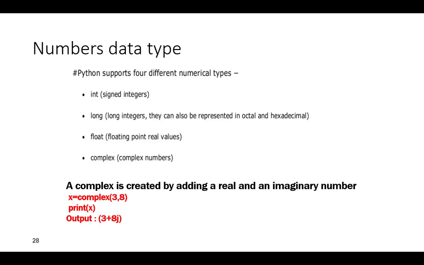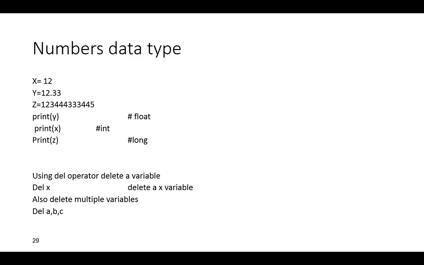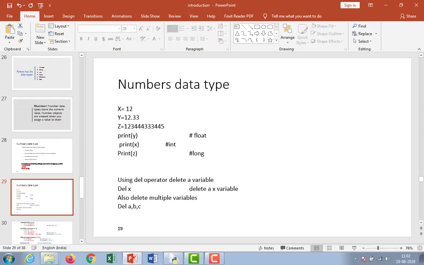Suppose x is equal to complex of 3, 8. Print x. The output comes like 3 plus 8j. That is called a complex number. Before going through all these explanations, we will do it practically. Then it will become familiar to you.